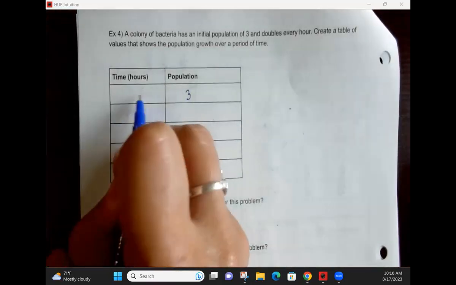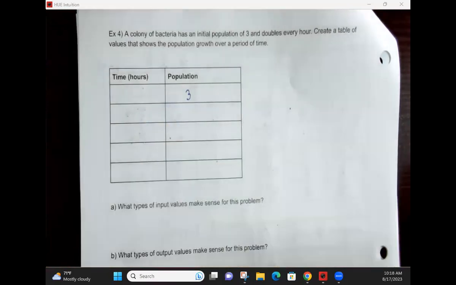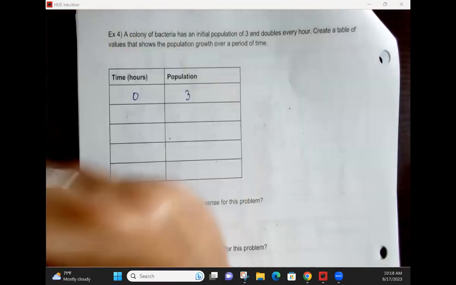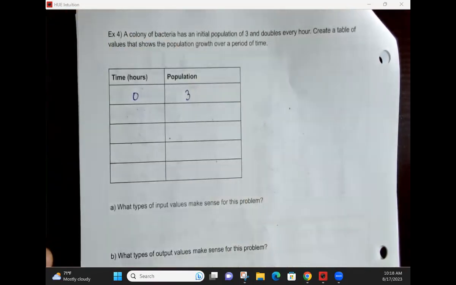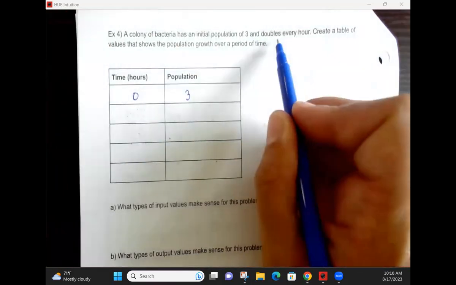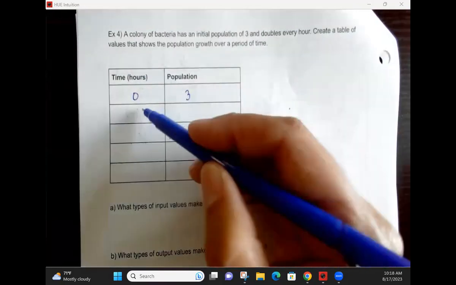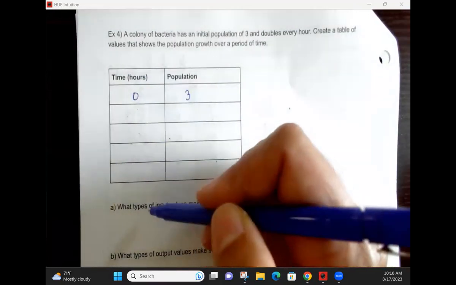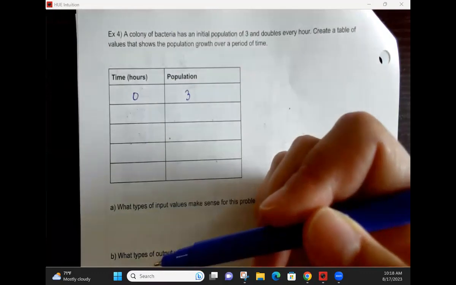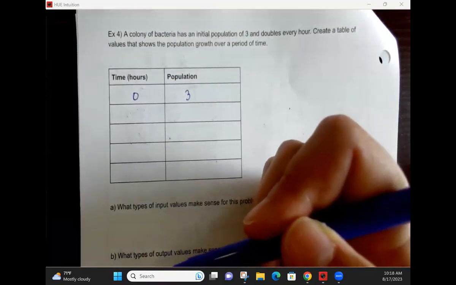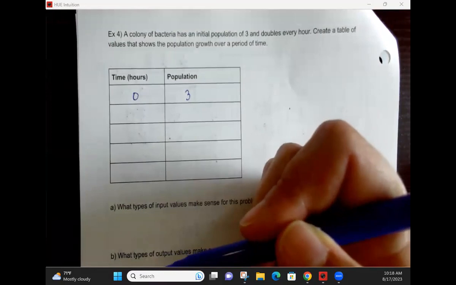What would be a time that would make sense to correspond to that? 0, yeah. Where am I starting? And then when we talk about time, that input in this case, as I'm counting, it's telling me my population doubles every hour. So what might be nice values to use here? Positive whole numbers, right? 1, 2, 3, 4, okay.